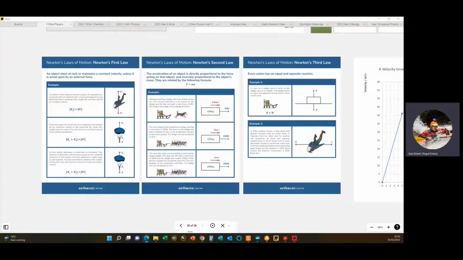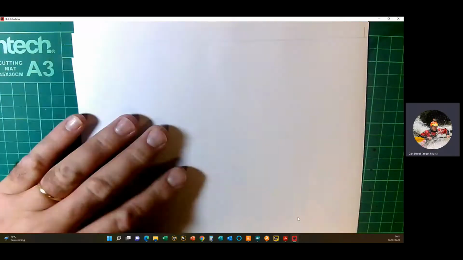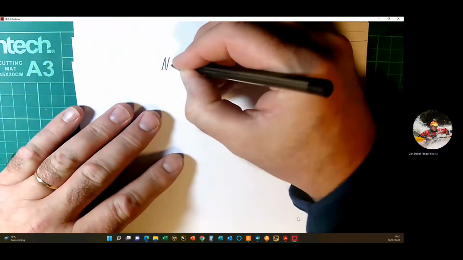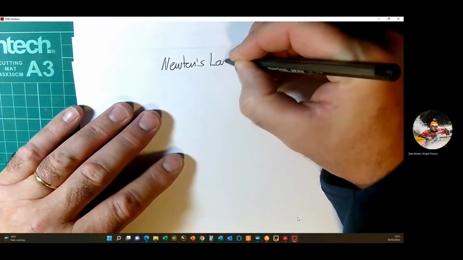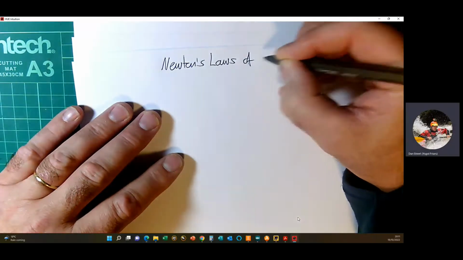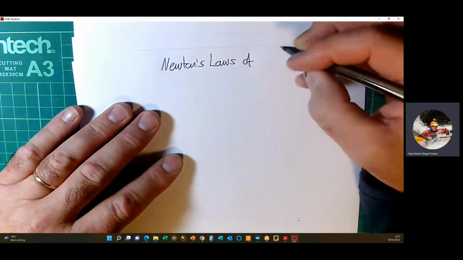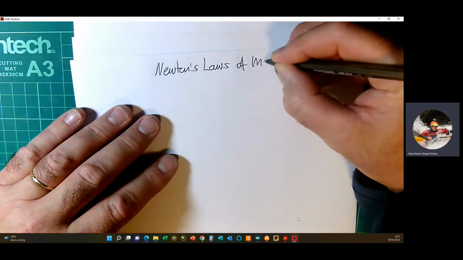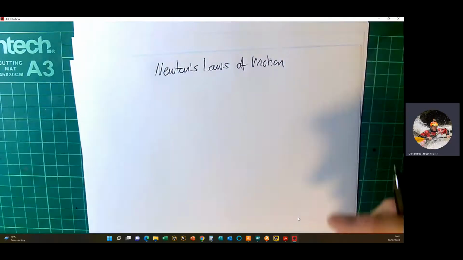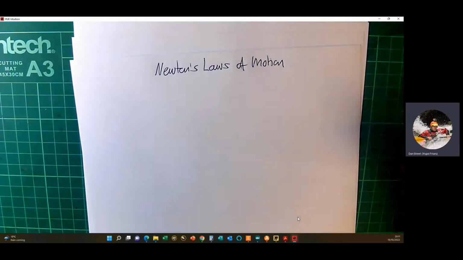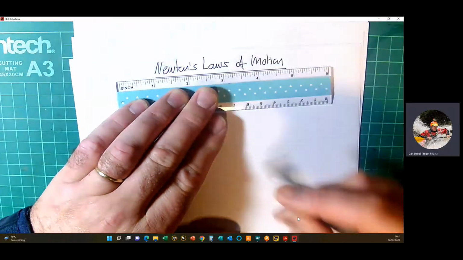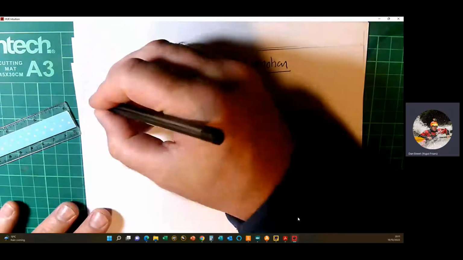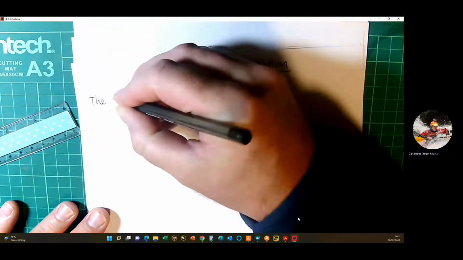So in your exercise books, if you could write the title, Newton's Laws of Motion. And we're going to start off, not surprisingly, with the first law of motion. Okay, so Newton's Laws of Motion. And it is important that you can quote these laws of motion. Okay, so the first law.